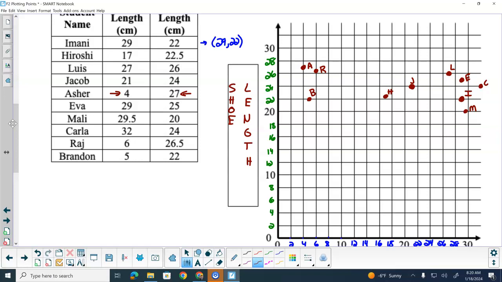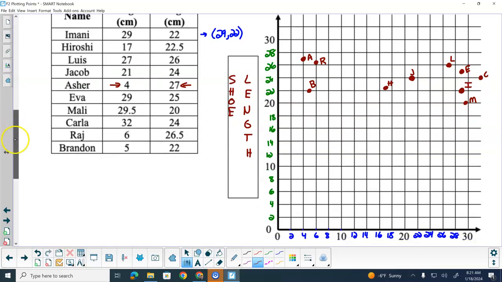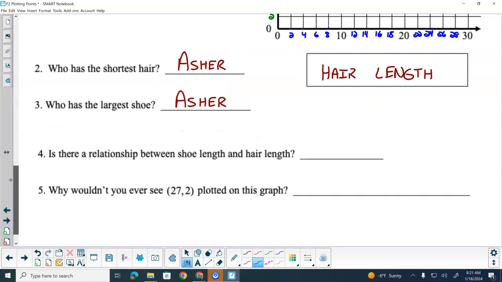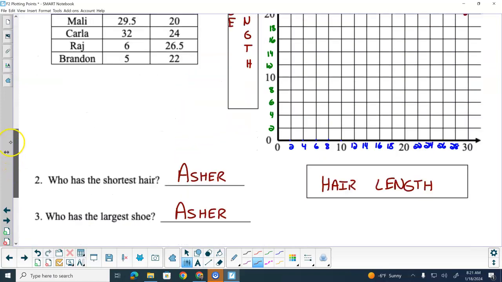Okay? Who's got the smallest? Right, we're up to you. Who's got the smallest shoe size? Bonus question. And two ways to tell that? Smallest number in that column. It's the point that's closest to the horizontal axis. Good job.